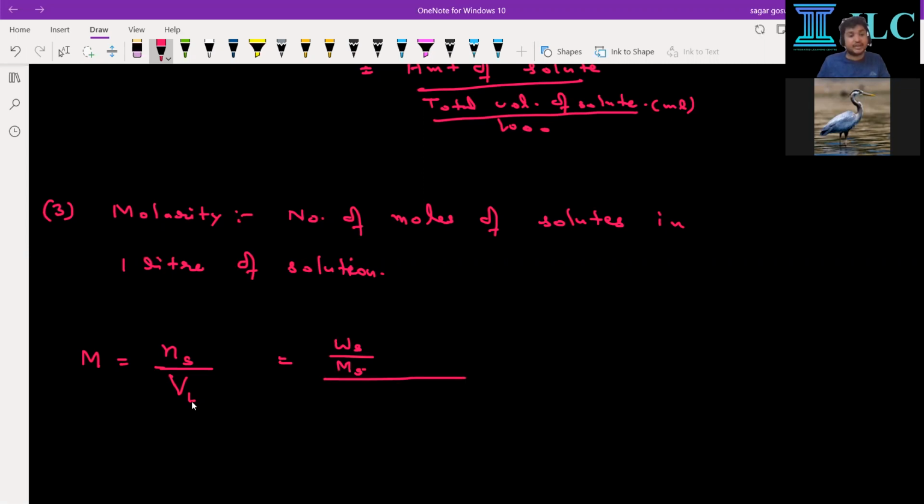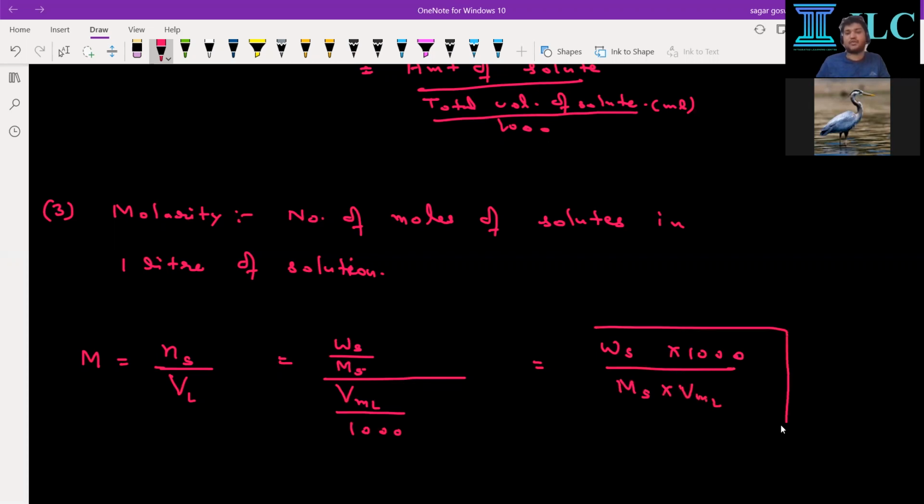And volume, if it is in liter. If in the question they are giving it in ml, then we have to divide by 1000. So it will be modified into something like this, because what is here in the denominator comes above, so that is coming in the numerator. It will become given mass times 1000 divided by molar mass times V in ml. So this is the formula for finding out the molarity. It will give you the concentration. Whenever they ask you to find the concentration of a solution, it means they are going to ask you about molarity.